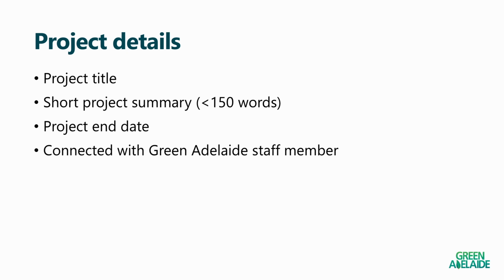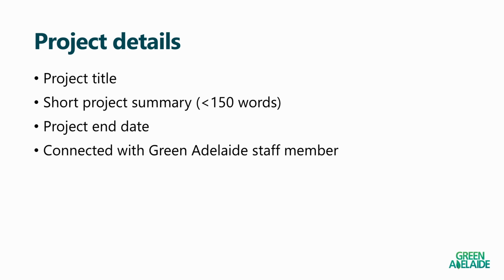In this project details section, there are a few parts that you have to answer. Project title, obviously, is pretty self-explanatory. The short project summary is limited to 150 words. Now, my suggestion is to be very succinct and very direct in explaining what your project is. That way, the assessment panel, when they're reading this summary, will have a really clear understanding of what it is that you're hoping to achieve.